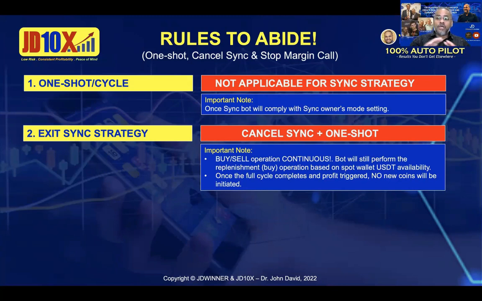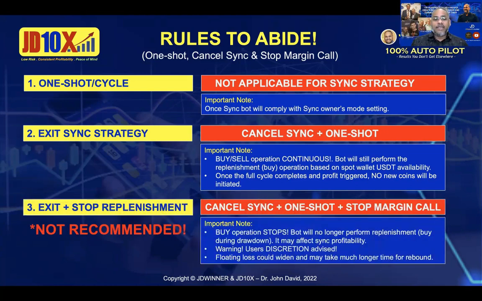Can you understand me? So make sure, if you want to exit the sync strategy for whatever reason, it can be because of all-time high, or you want to exit from another circle and join JDWINNER, you need to cancel the sync and put all the coins to one shot. All right, I hope this is clear. So this is the second rule when we talk about the exit sync strategy. Now, the third and final rule, which is basically just covering what is really applicable for the sync users, so please take note.